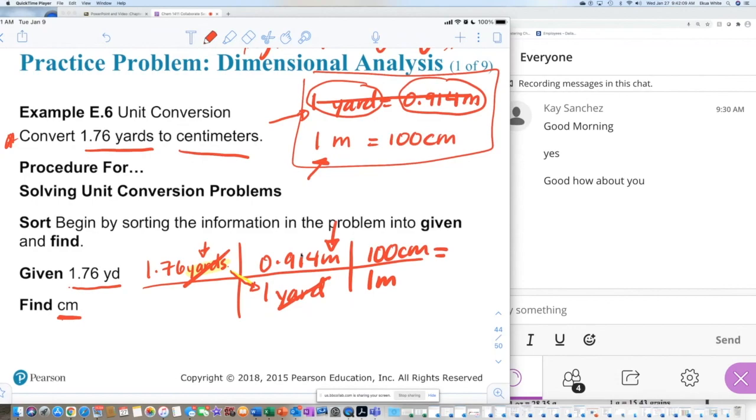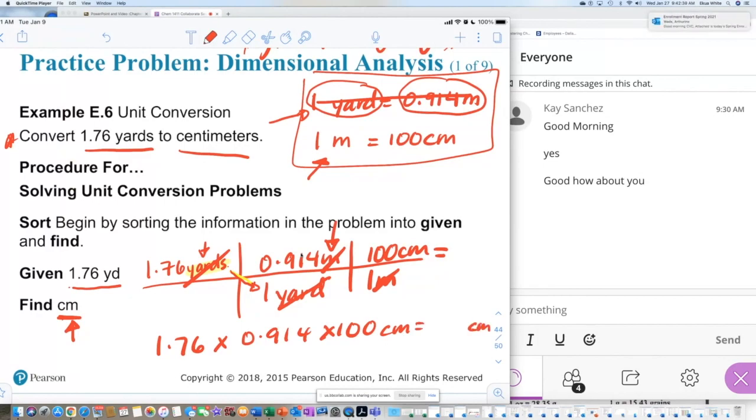It's right here. So since I can tell where to stop by my wanted, once I get my wanted or desired unit in the right position, I can stop. I don't have to keep going on because I'm done with setting up the problem. So this is it. As far as the math is concerned, I'll do 1.76 times 0.914 times 100, and my answer will be in centimeters, right? That's the only unit that remains.